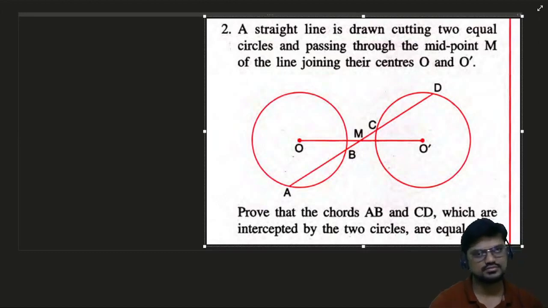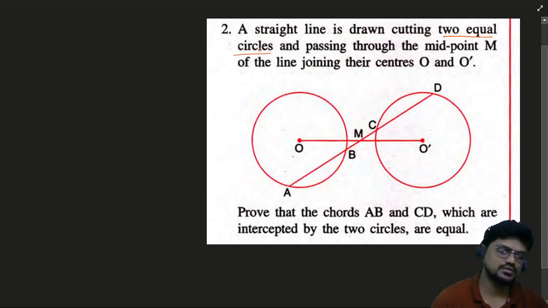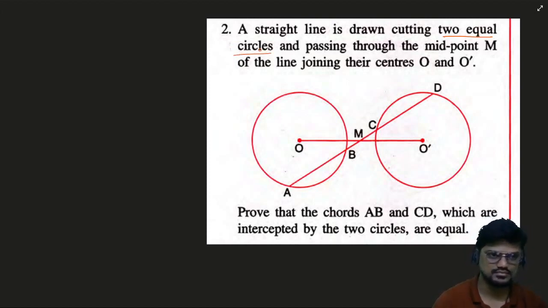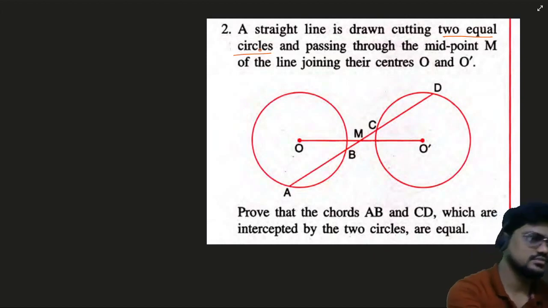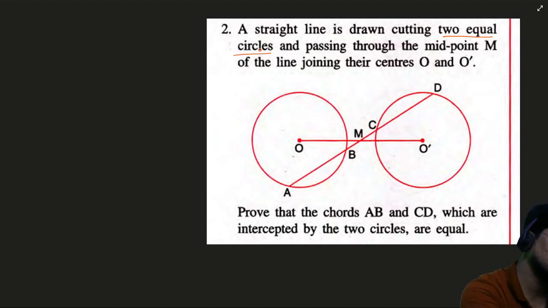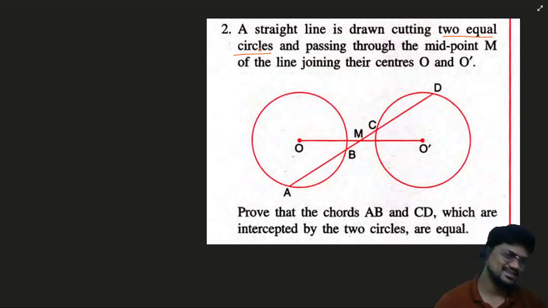Ashutosh, a straight line is drawn cutting two equal circles, they said. Means what? Shubhangi? Sir, 1 second. Sir, what are you asking? I did not get it. Radius, diameter, everything will be same. Yeah, that's it. It's a very simple question. Yeah, the circles are congruent. The two circles will have the same radius. That's it.